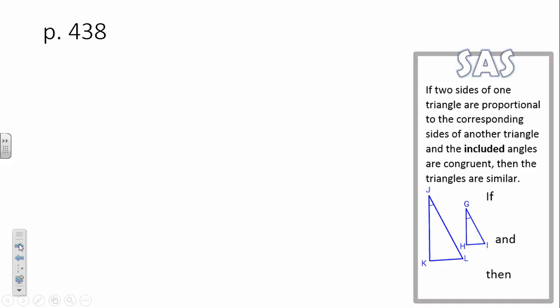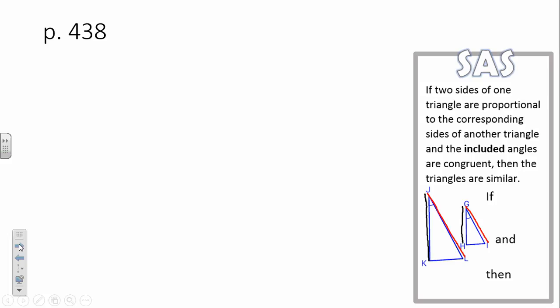So because we want the included angles to be congruent, that means those have to be the angles that are between those sides. Included means between, next to, or part of. And so we want those two sides to be the sides that help make that angle. So in this example, angle J and angle G are given as congruent. So we want the side JK to be proportional to GH as JL is to GI.